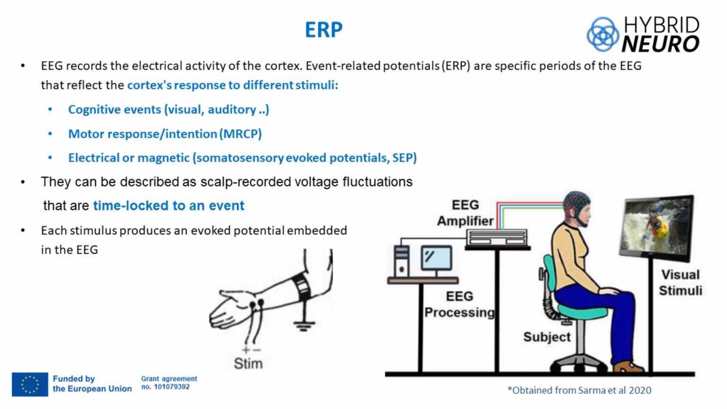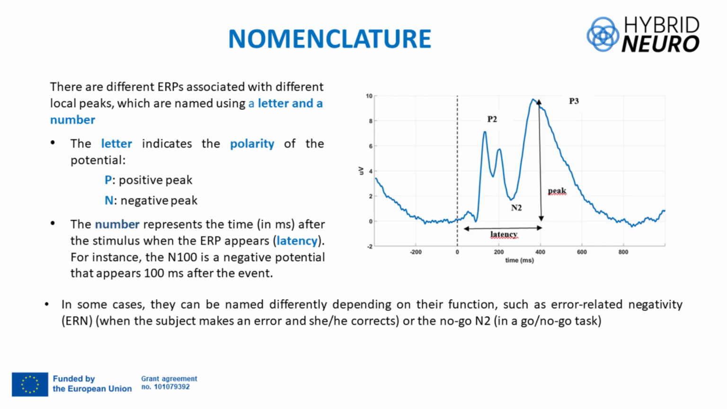And remember that these potentials are embedded in the EEG background. Probably you know that the name of these potentials is a letter, capital P or capital N, depending on whether it's positive or negative. But positive or negative refers not to the value, but to the deflection. For example, this is positive and this is negative. Even if the value is not negative, it's positive, but the deflection is negative.